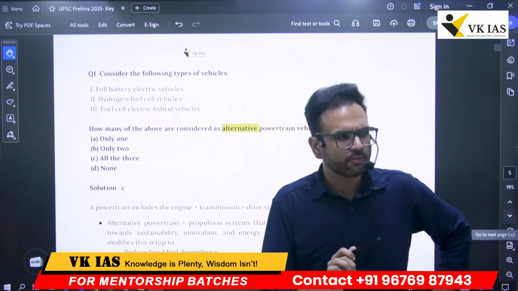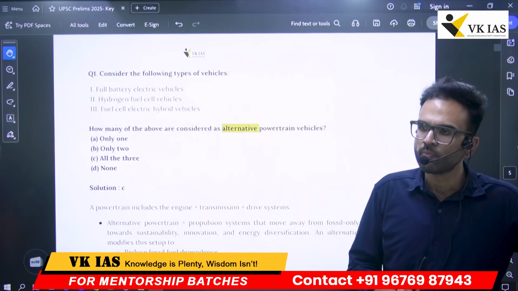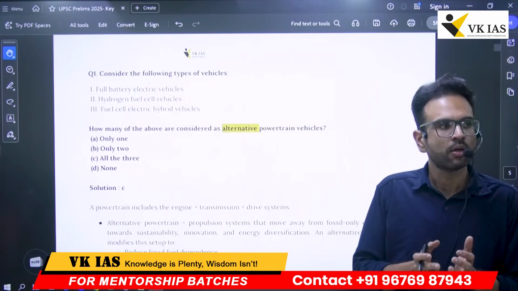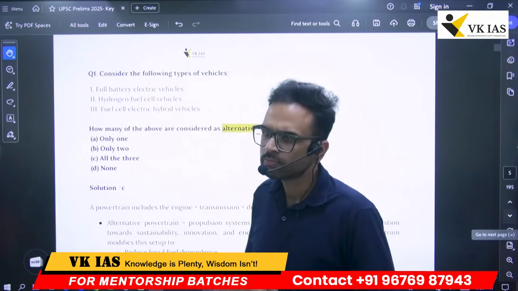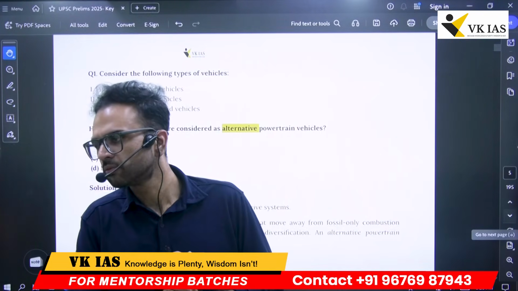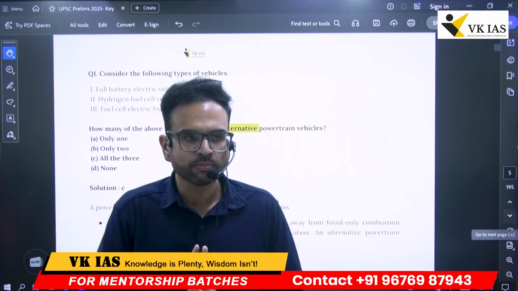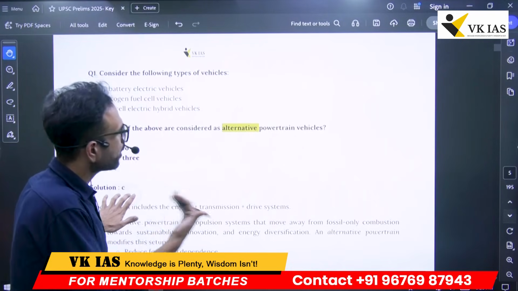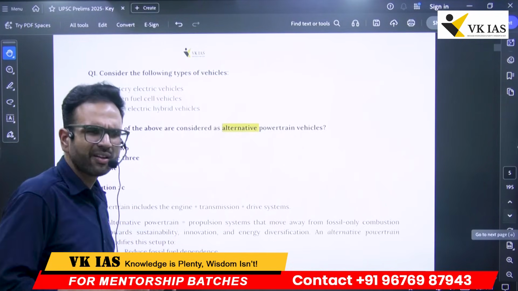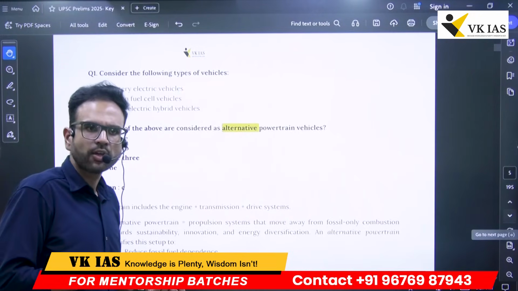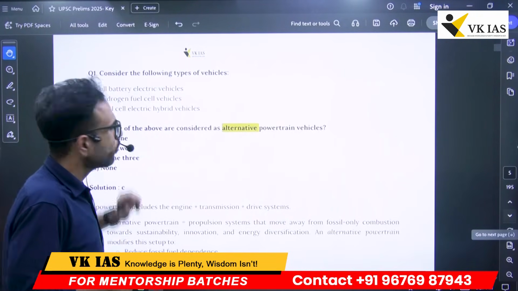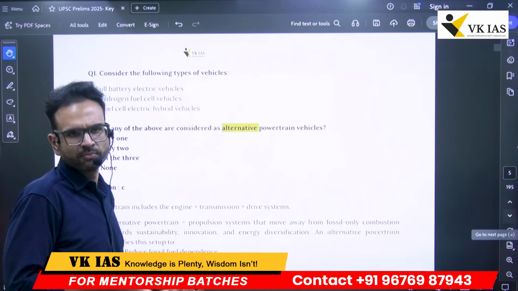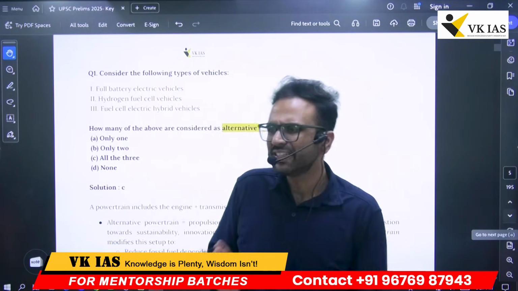See, in the larger theme of energy transition, we are talking something new, which is not in common use right now. What is common use right now? Something based on fossil fuels. So, if you're talking about something alternative, you should see how many of them are considered as alternatives. Full battery electric vehicle. Is it likely that it is an alternative to fossil fuel engine? Okay. Hydrogen fuel? Possible. Fuel cell electric hybrid? Possible.